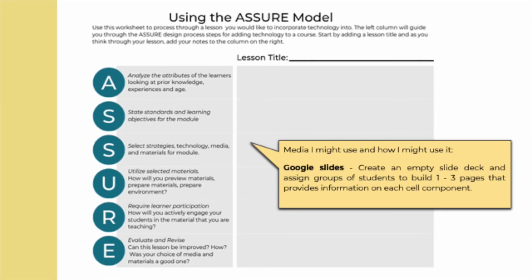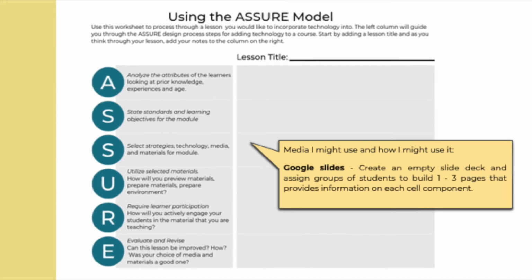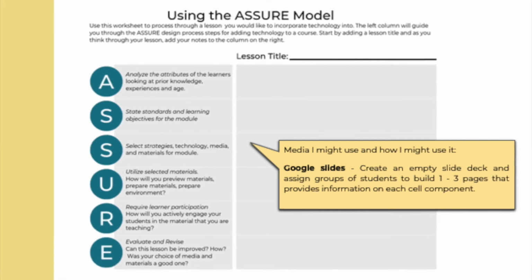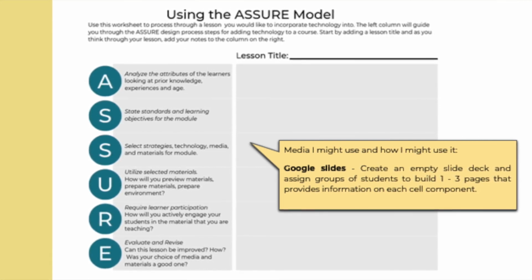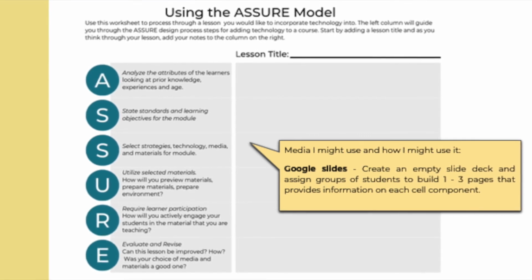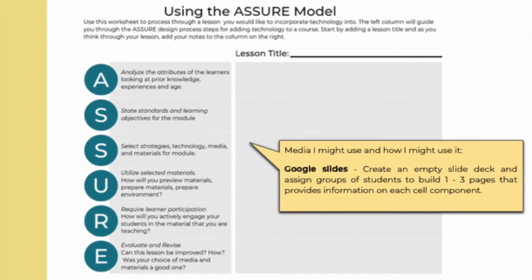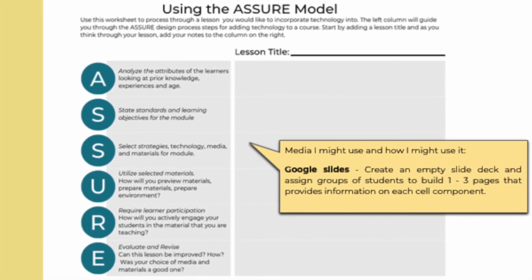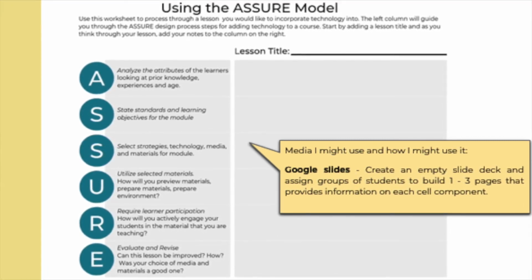Next, we have the third step of the Assure model, selecting strategies, technologies, media, and materials for your module. Media should be selected on the basis of student need. We have to consider a total learning situation and should follow learning objectives. Should be appropriate for the teaching format, should be consistent with students' capabilities and learning styles, and should be selected in order to best meet the learning outcomes.